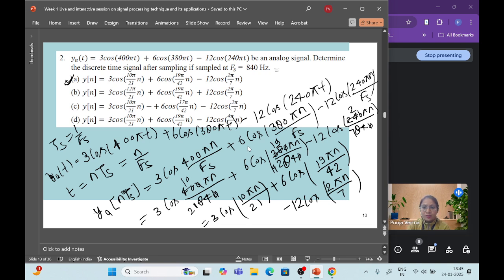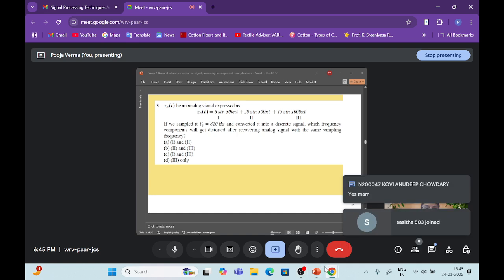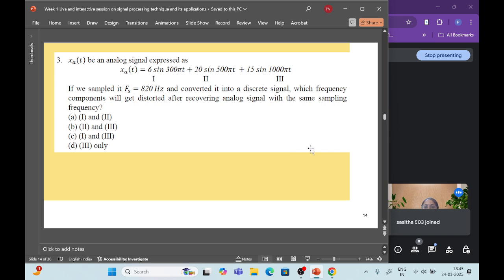Okay. So moving to the next question. Okay. So next question is XA of t be an analog signal expressed as XA of t is written as 6 sin 300 pi t plus 20 sin 500 pi t plus 15 sin 1000 pi t, and it is marked as first, second and third. That means three signal frequency components are there.